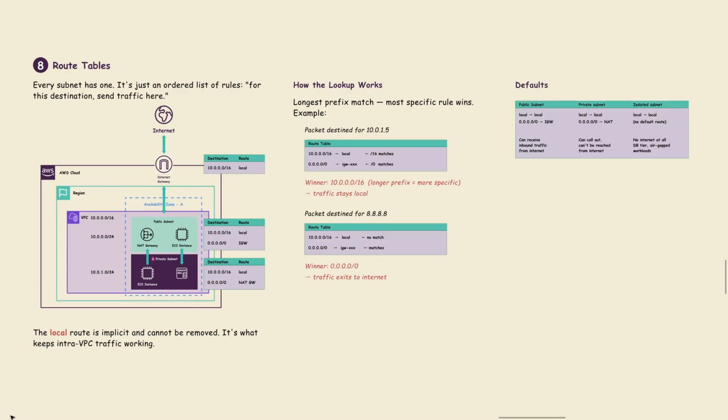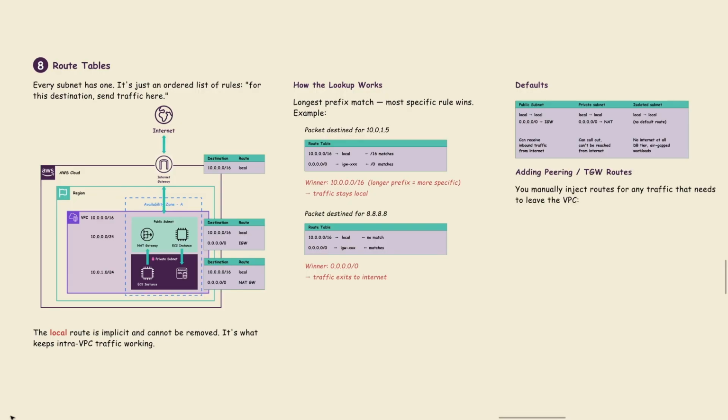Default route table behavior. By default, subnet behavior depends entirely on routing. Public subnet: local to local, 0.0.0.0/0 to Internet Gateway. This can receive inbound internet traffic. Private subnet: local to local, 0.0.0.0/0 to NAT Gateway, can access internet outbound only, but cannot be reached from the internet. Isolated subnet: local to local, no default internet route, no internet connectivity at all. This is used for databases, internal systems, highly restricted workloads.